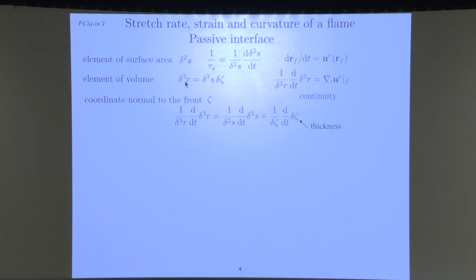Now, an element of volume is the element of surface times a small distance in the normal direction. Okay, this gives you a volume. And why do I use a volume? It is because I know what is going to be the relative variation of volume.